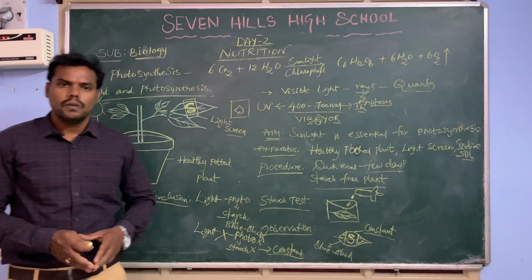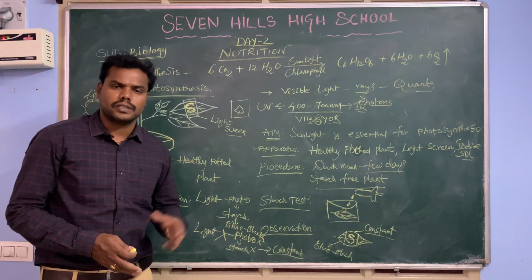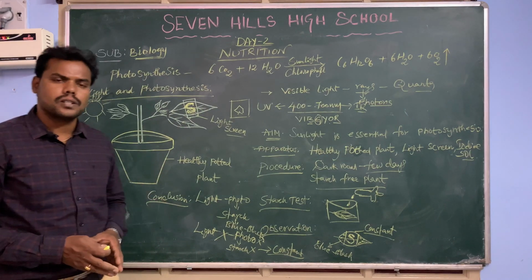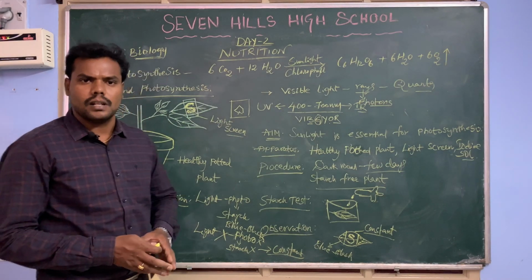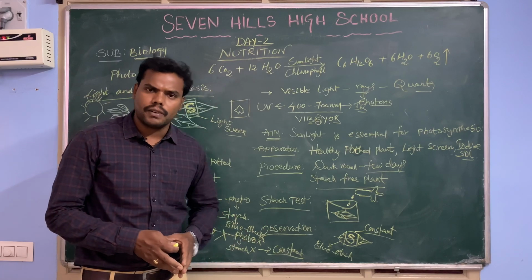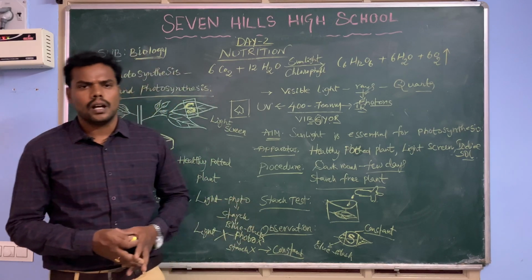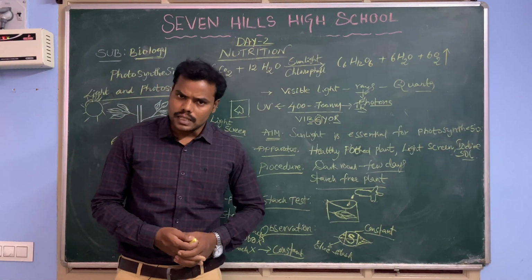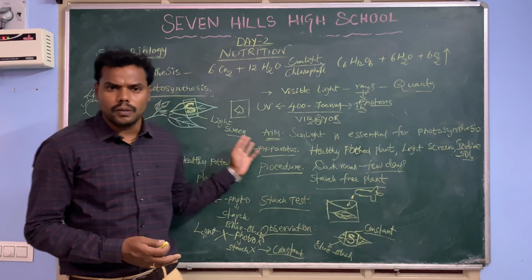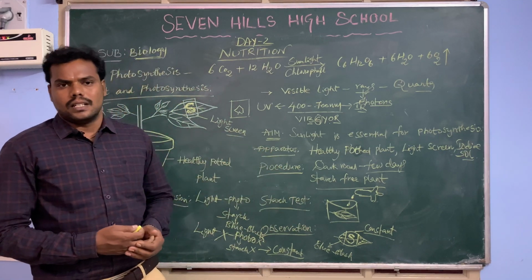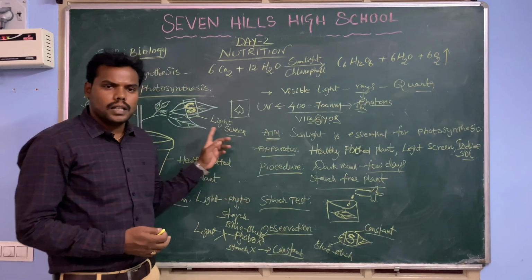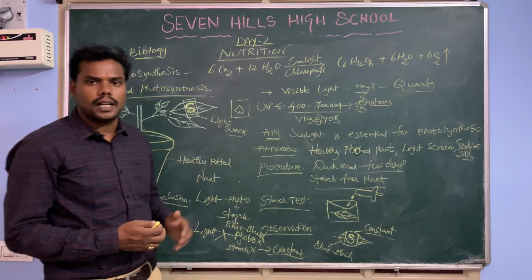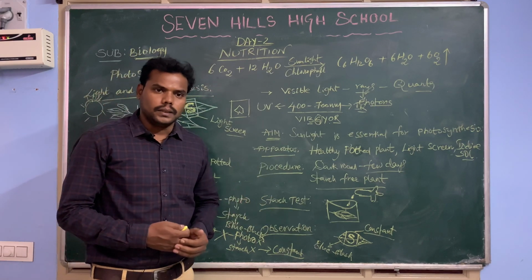These are the experiments we studied related to photosynthesis. In these topics we already studied that carbon dioxide is essential for photosynthesis, sunlight is essential for photosynthesis, and that oxygen is liberated during photosynthesis in the presence of sunlight. All these experiments are related to photosynthesis, and they show the importance of carbon dioxide and the importance of sunlight.